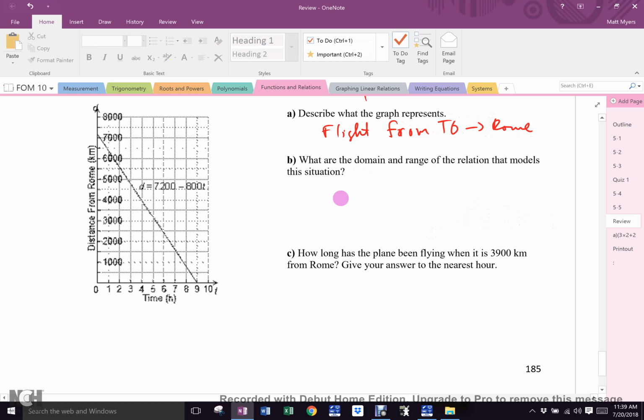Domain and range. What's the domain? Jimmy, what's the domain? 0 less than or equal to t less than or equal to 9. Could I write that in interval notation? What would it be? Square bracket 0, comma, 9, square bracket. That's the domain. What's the range?